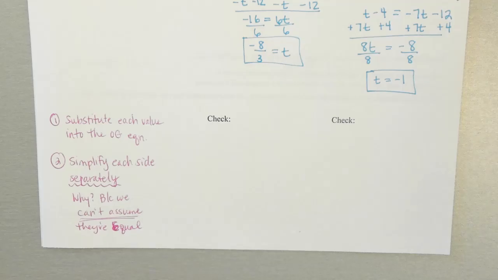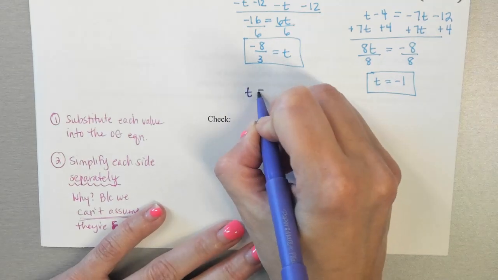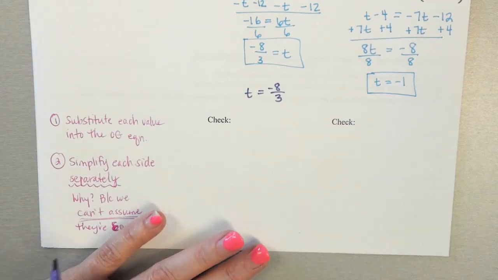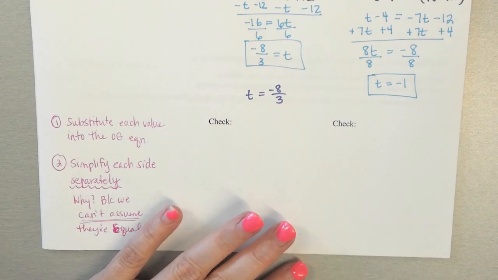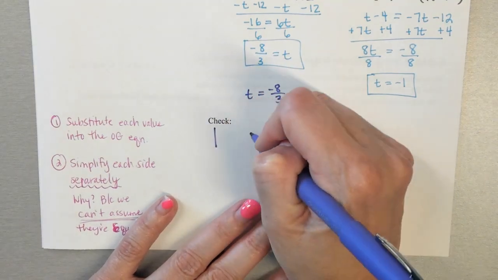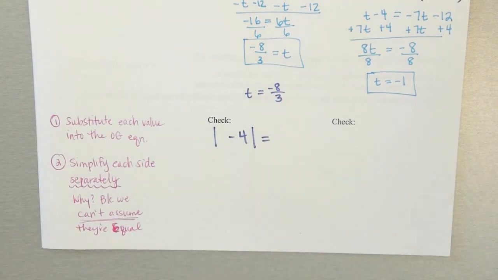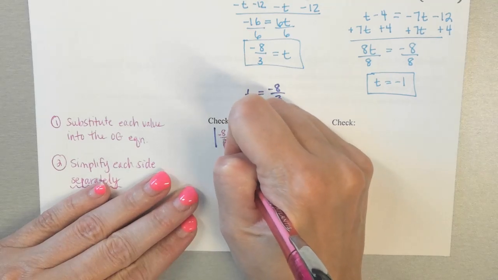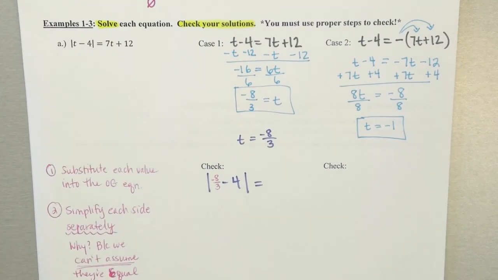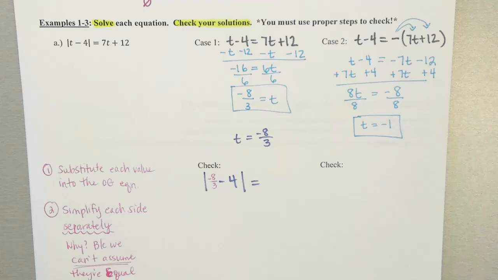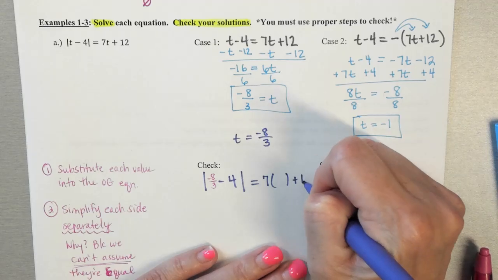All right, so I'm going to keep these lined up, but you have to write your check somewhere else. Normally, I just have you guys write what your value is that you're plugging in. Okay, and when we do our check, we're going to plug it in to the original equation. So my original equation is t minus 4. So instead of t, we're going to plug in the negative 8/3. Okay, so I'm using this equation here. So negative 8/3 minus 4 is equal to 7t plus 12.